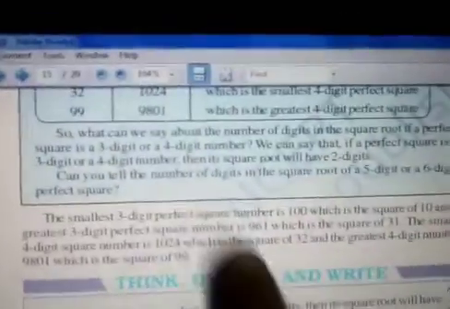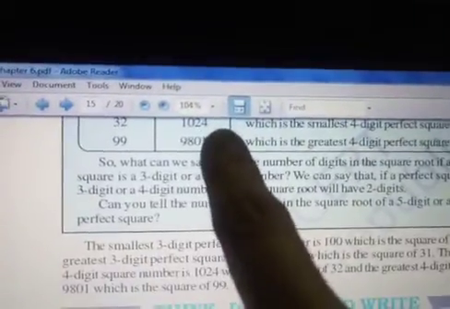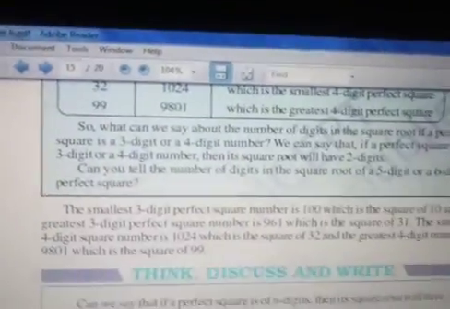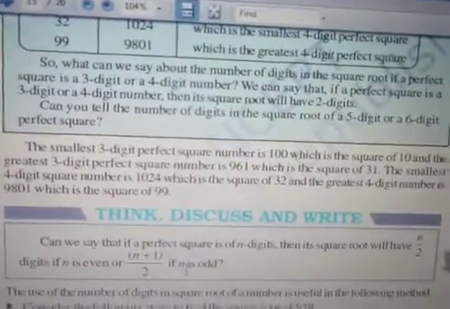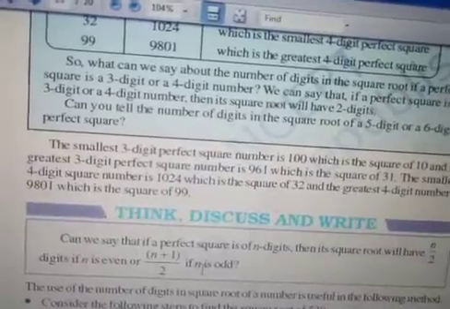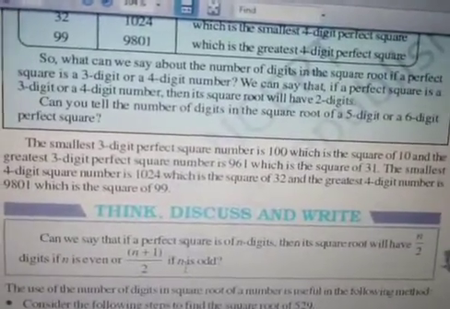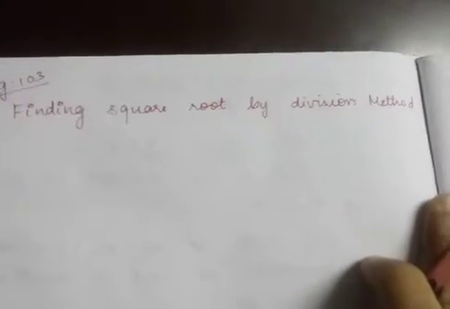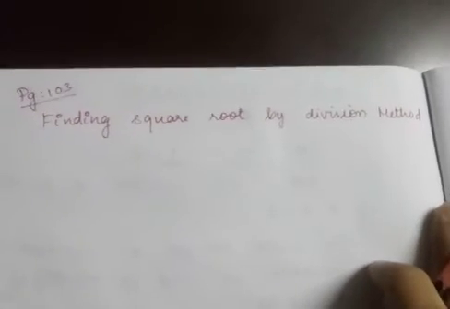The same thing: for square numbers of 4 and 3 digits, the square root will be 2-digit, right? The same thing: if even, n by 2; if odd, (n plus 1) by 2. Understood? Now we are going to discuss how to find the square root of a number using the division method.